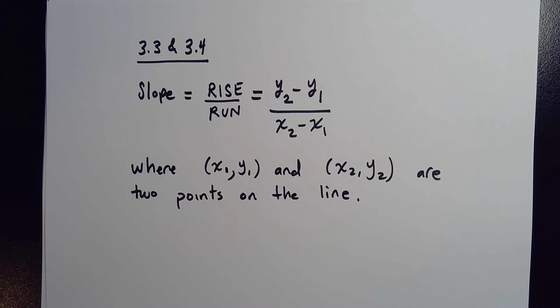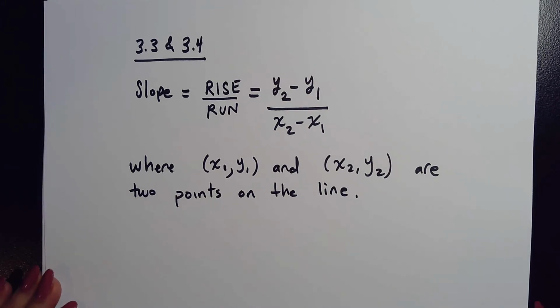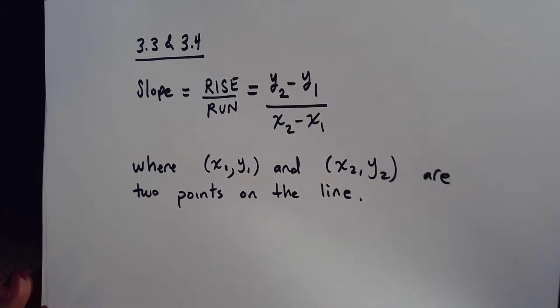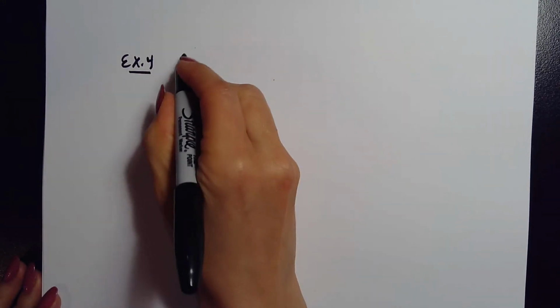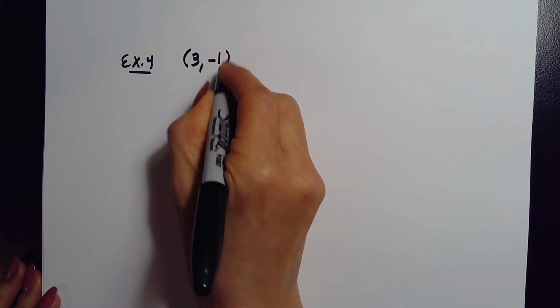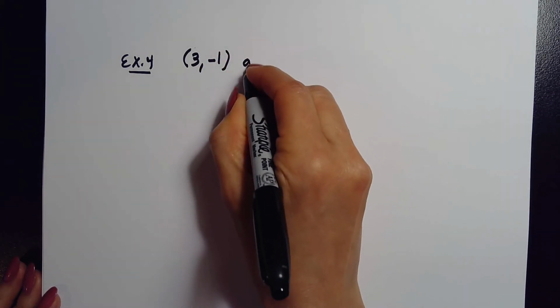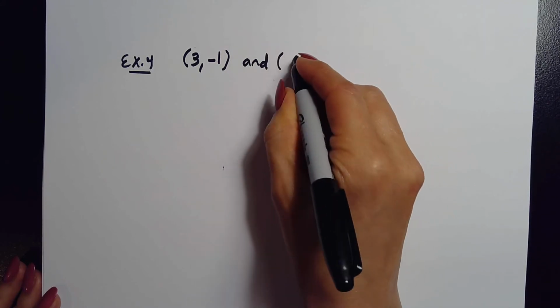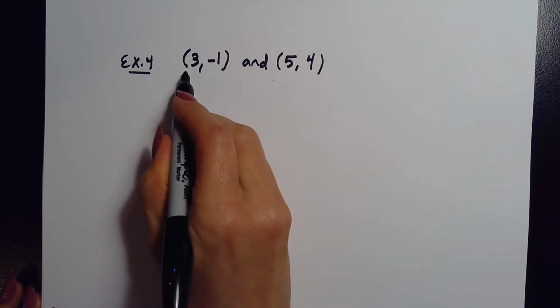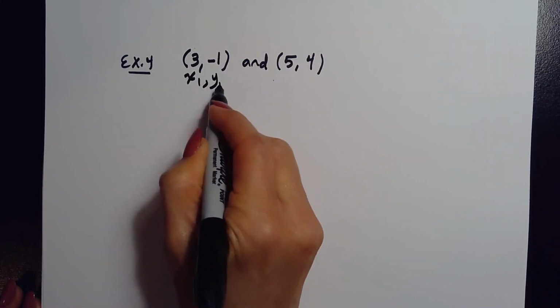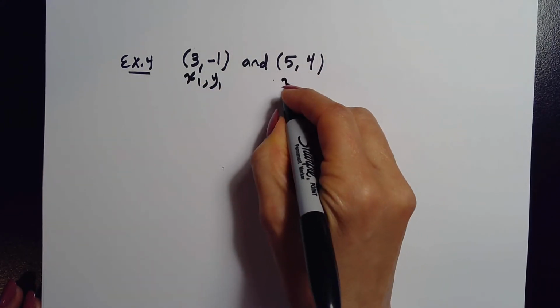I'm going to start with example 4. Example 4 is asking us to find the slope. We are given two points, 3 comma negative 1 and 5 comma 4. These are two points on a line, and we want to find the slope of the line passing through these points. I'm going to name the first point x1, y1, and the second point x2, y2.